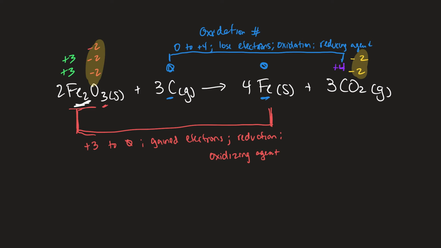Okay, and so this is the way that we use oxidation numbers, and oxidation numbers will help us figure out what has been reduced and what has been oxidized in a redox chemical reaction.